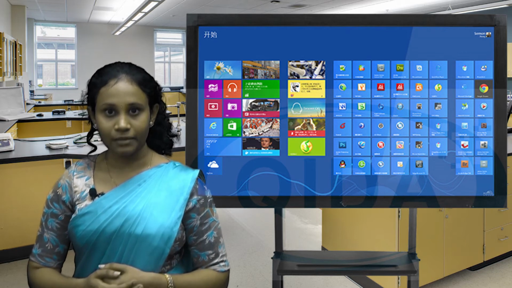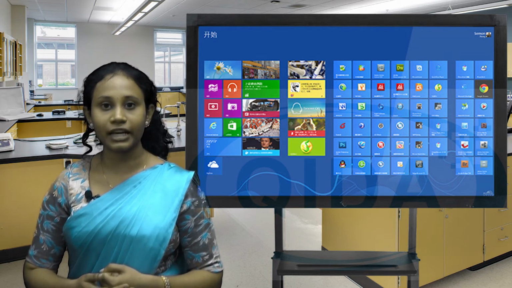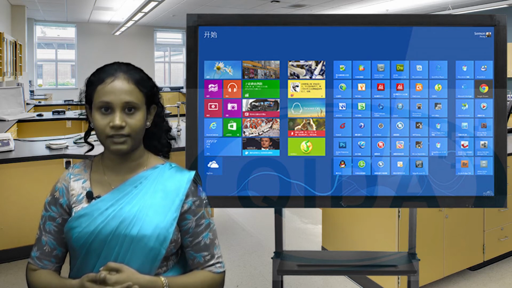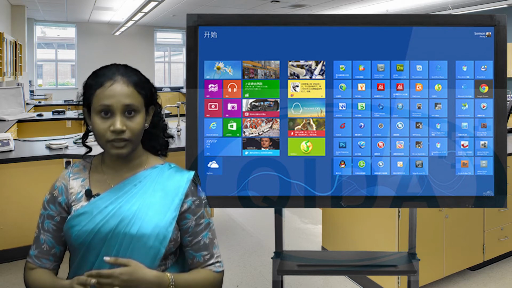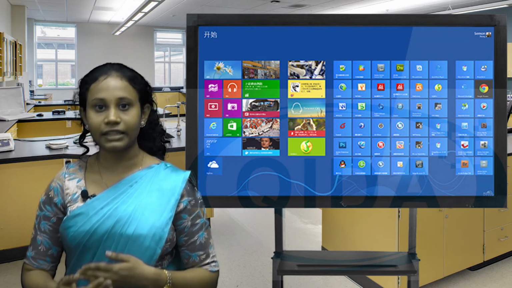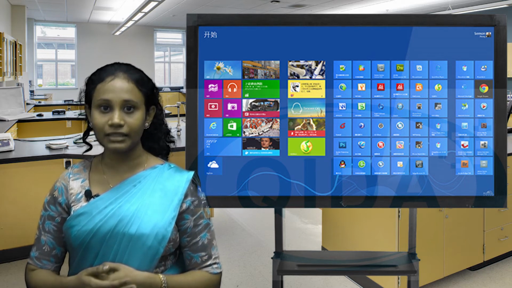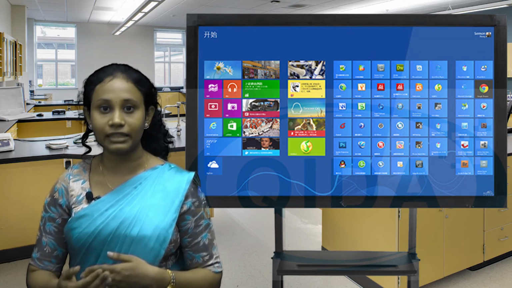The phenotype is the physical appearance of the organism, and the genotype is the genetic makeup of the organism. Homozygous means when the two alleles are the same. It can be either dominant or recessive. And the heterozygous state means when the two alleles are different.